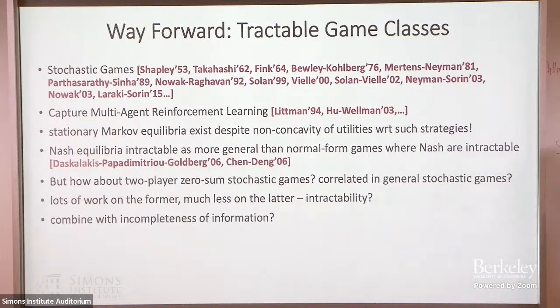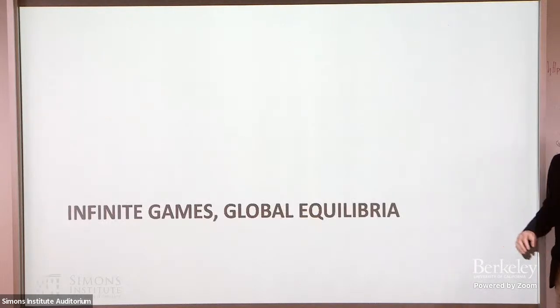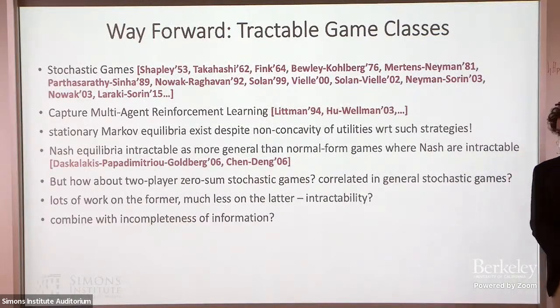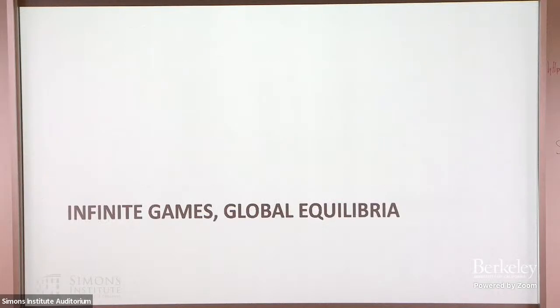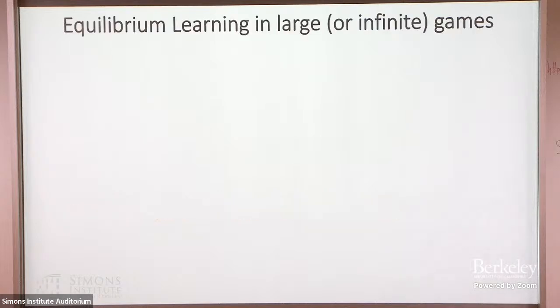Okay, so this is the executive summary, but let me dive into a few of these ideas. Don't worry about the rest of the details on this slide. Let me first talk about infinitely large games and global equilibria in these infinitely large games. Is it possible to compute or learn equilibria when the game has infinitely many actions and you consider randomizations over these infinitely many actions? How do you approach this problem?